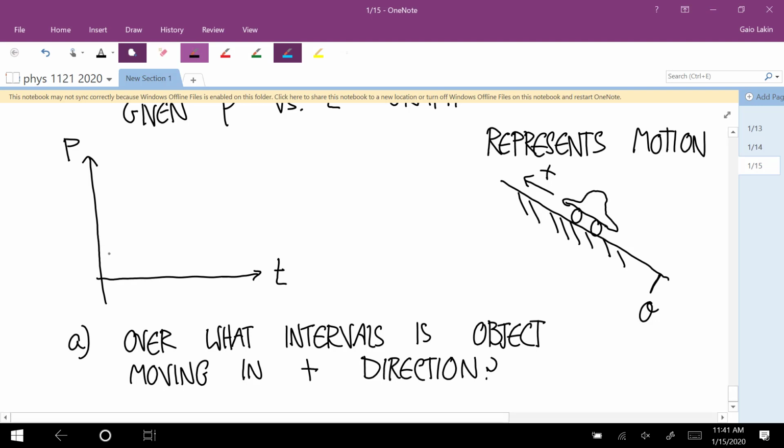Sorry, I'm going to draw this a little more. So I'm just going to break this up into, I'll make an inflection point there and here, and let's call these points, so that's 0. Let's call this A, B, C, and D. So over what intervals is it moving in the positive direction?